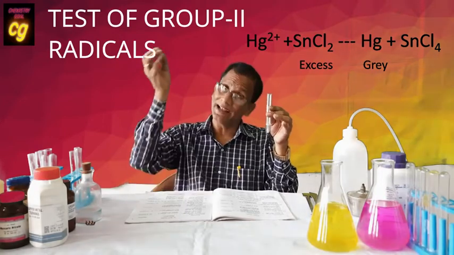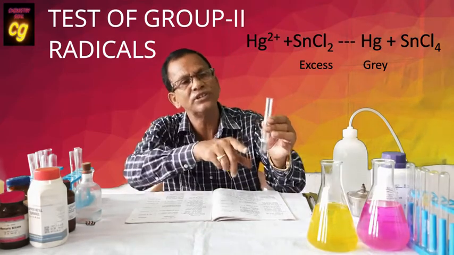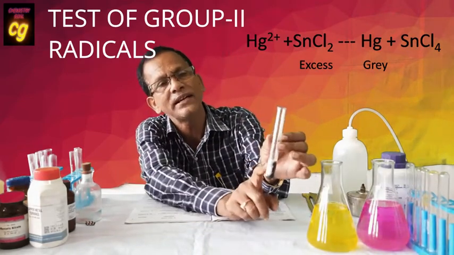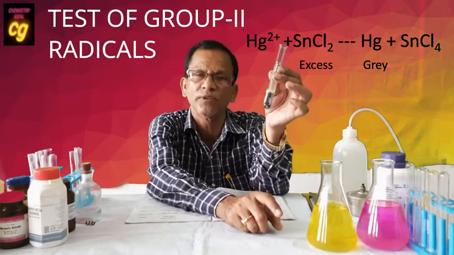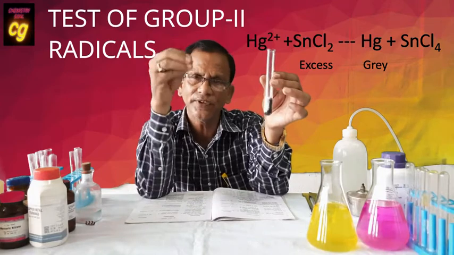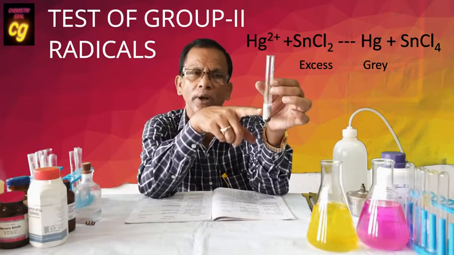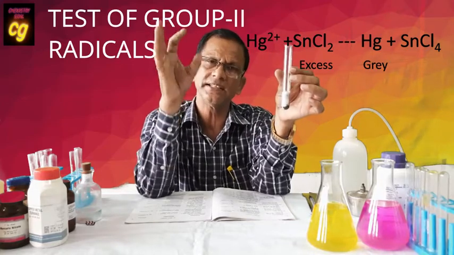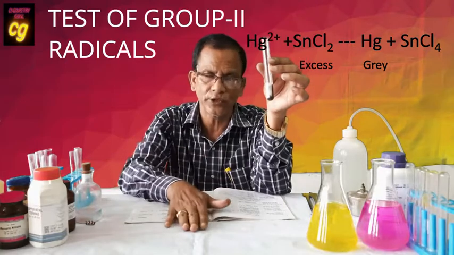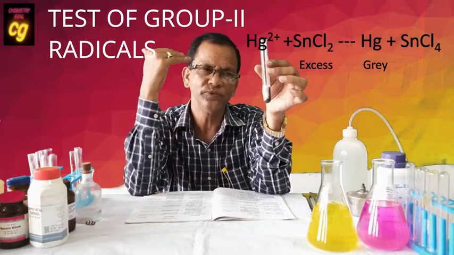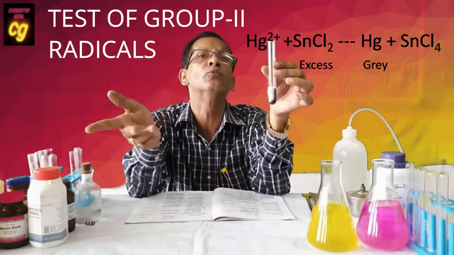Then, if you add excess, you see the solution contains both white and black. The black mass is produced due to the formation of mercury, and if you add only a little, a white precipitate of Hg2Cl2 is formed. If you add excess SnCl2, the mercurous ion is again reduced to mercury.